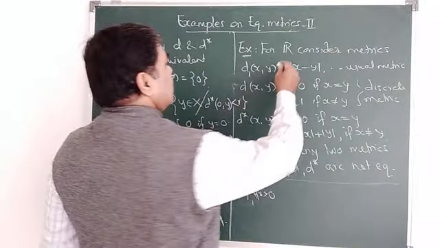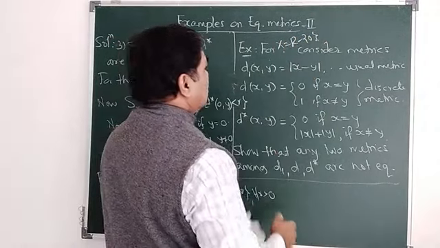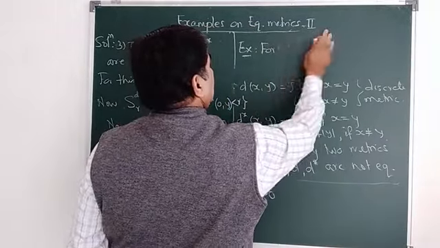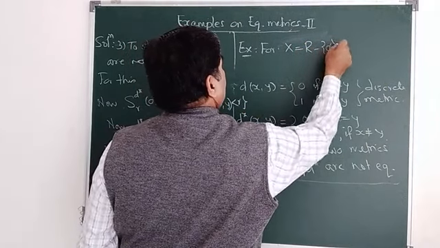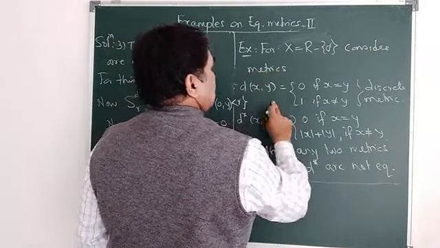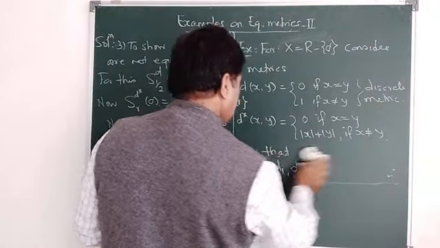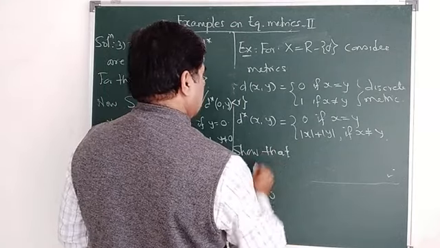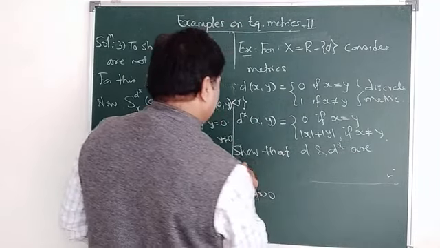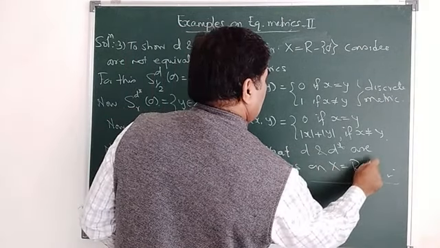So for x is equal to R minus 0, consider the discrete matrix and this matrix, so that D and D star are equivalent matrix on x is equal to R minus 0.